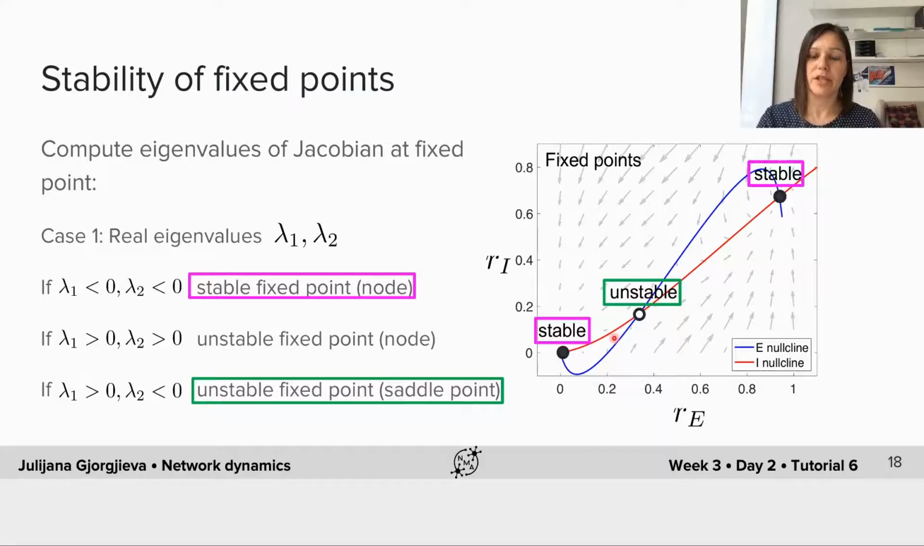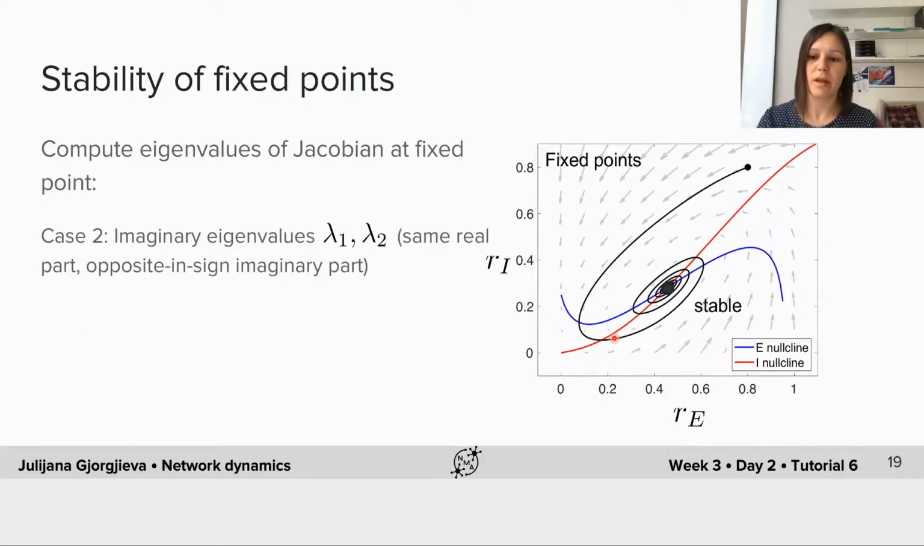But in addition to this scenario 1, where the eigenvalues are real, we also have a scenario where the eigenvalues can be imaginary. So in this case, it is the real part of these eigenvalues that determines the stability of the fixed points. So let us consider the phase plane, where we have now modified some of the parameters, as you will explore in the tutorial, so that now the two null lines intersect at a single fixed point.